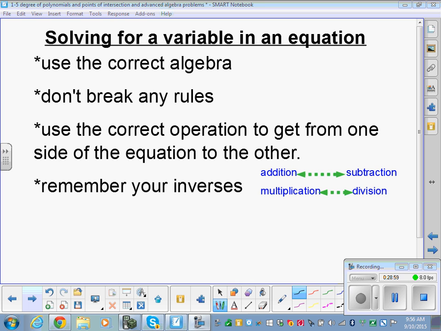So just with solving, guys, you don't need to write this down. Just understand, you have to use the correct algebra, obviously. You can't break any rules. You can't magically float things from one side of the equation to the other. You can't divide things and just pretend like I'm only going to divide half of this. You have to actually do the math and not make any errors. You have to use the correct operation to get from one side of the equation to the other. And then you have to remember your inverses. So remember, addition undoes subtraction, right? And then subtraction undoes addition, multiplication undoes division, division undoes multiplication.